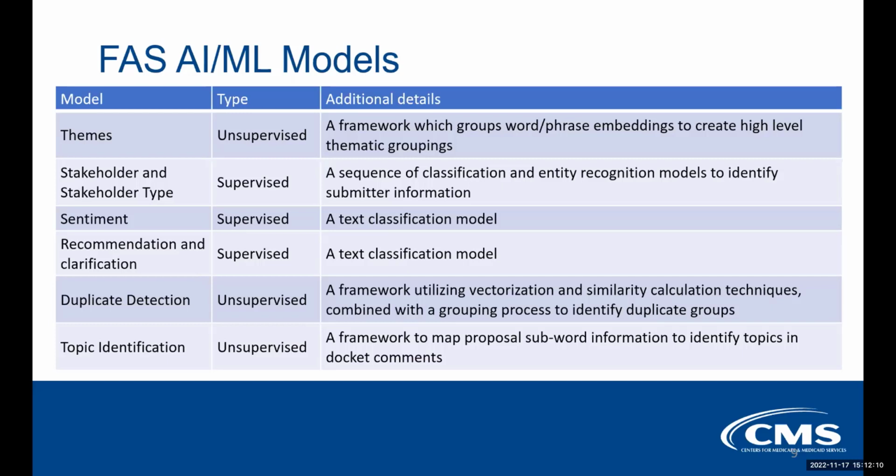Our stakeholder type model is a supervised model. It uses a sequence of classification and entity recognition models to identify stakeholders and submitter information from the posted comments. This becomes relevant in the prioritization of those comments, identifying if these comments come from large entities or if they are citizen-based individual comments. And you'd see where that plays a role in similarity later on.